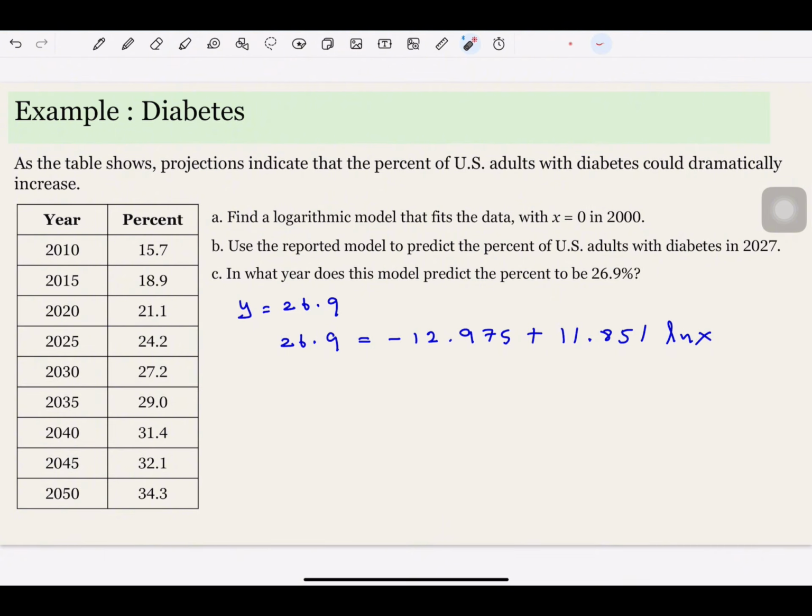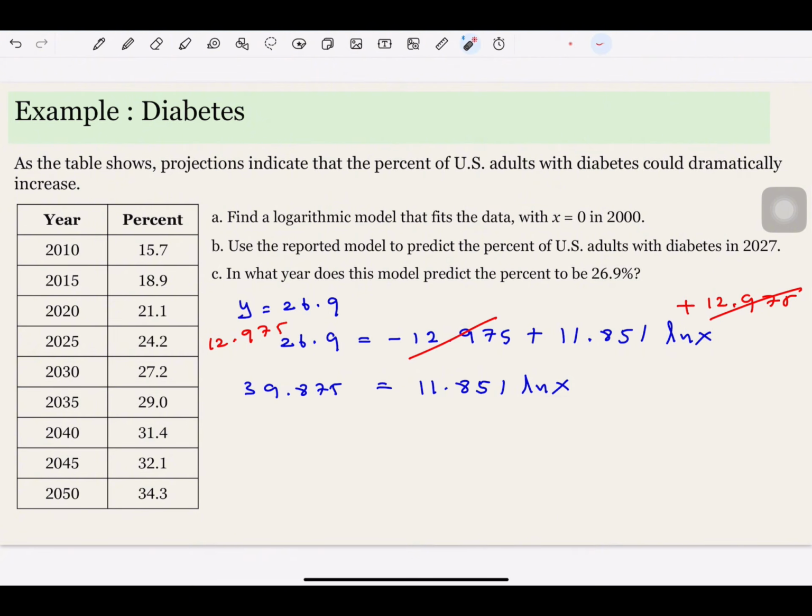The first step would be to move all constants to one side. On this side, I have my natural logarithmic term as well as a constant, so I'm going to move that to the other side. To do that, I'm going to add 12.975 to both sides, so that I can cancel out these two numbers. On this side, it's going to be 39.875 equals 11.851 ln x.